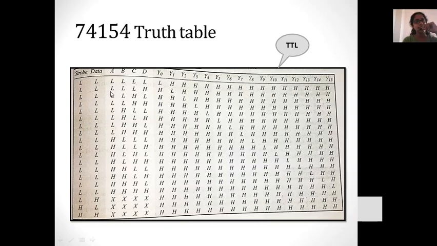And the condition 2: A, B, C, D, 0, 0, 0, 1, L, L, L, H. Which one will be the output? Y1. That will be low, all the others will be high. Similarly for all the conditions till 1, 1, 1, 1, H, H, H, H. Which one will be low? Yes, Y15. That will be low, all the others will be high.